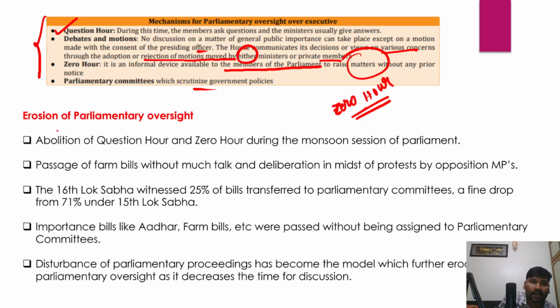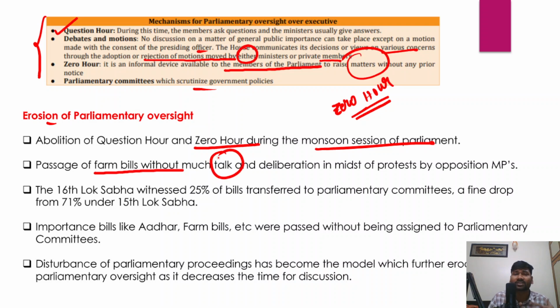However, in recent times, we could see that there is erosion of parliamentary oversight. So we'll understand what are the reasons for the erosion of parliamentary oversight. For example, abolition of question hour and Zero Hour during the monsoon session of the parliament. So this is one aspect. And passage of farm bills without much deliberations, discussions, despite protests by the opposition MPs.